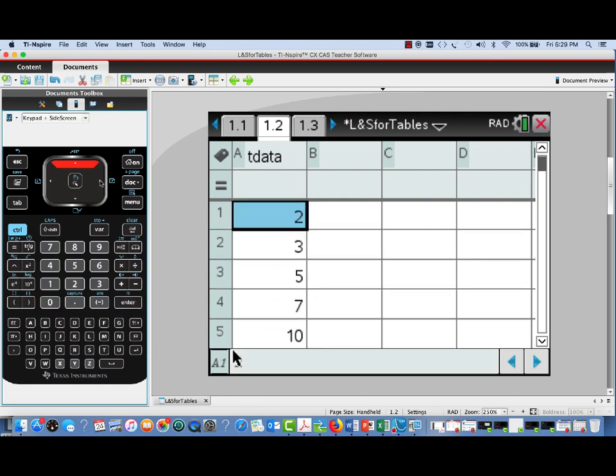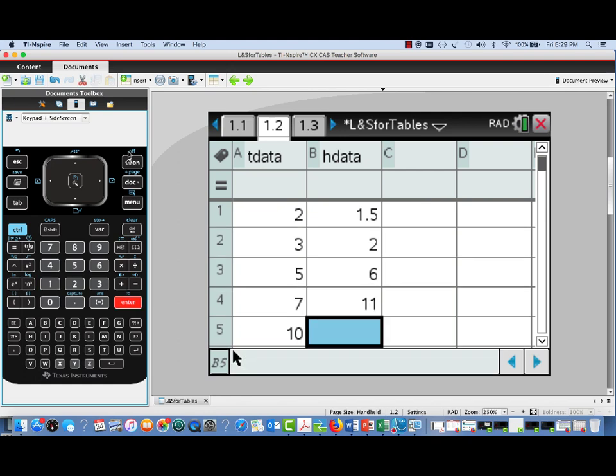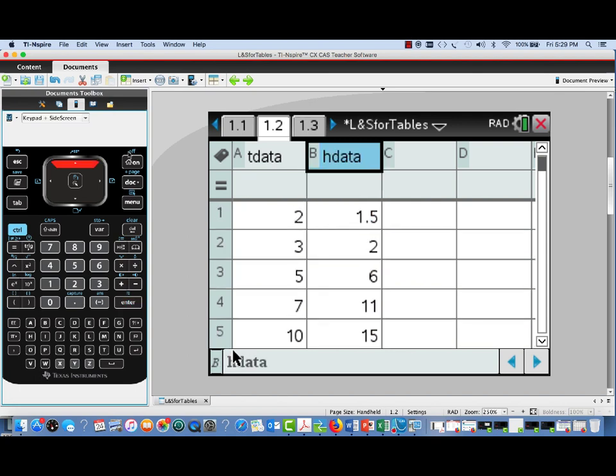Now I'm going to go up to column B, and I'm going to label that column H data for height data. So these will be the heights of the tree measured in meters, recorded at each of those times. So at time equal 2, it was 1.5 meters tall. Time equal 3, it was 2 meters tall. At 5, 6. At time 7, 11. And at time 10, the tree was 15 meters tall. So now we have all of the data that was given to us in the problem.